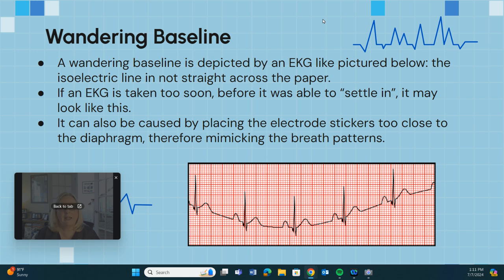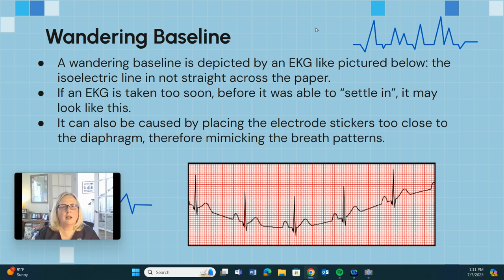Wandering baseline is, notice that it's not straight across like we like it, not on that nice straight isoelectric line. It looks like it's going up and down like a roller coaster, up and down, up and down. Why it does this is it kind of just mimics breathing patterns. When they take a breath in, it goes up, and when they release the air, it goes down. Okay, so this is usually caused by, once you have them hooked up, you don't let it, I call it settle in a little bit. You need a minute or so for it to stop being kind of wonky.